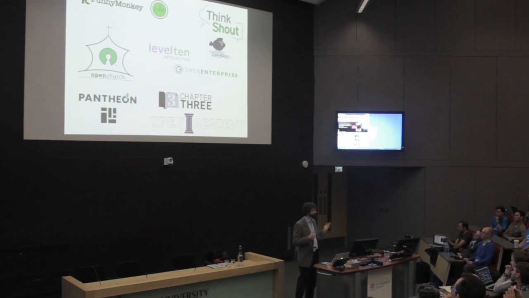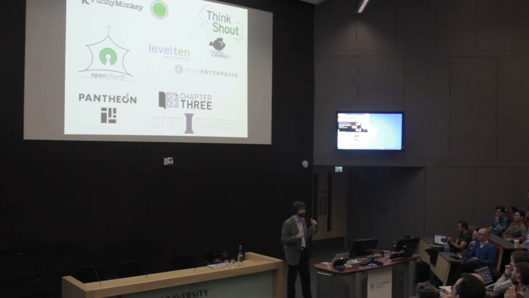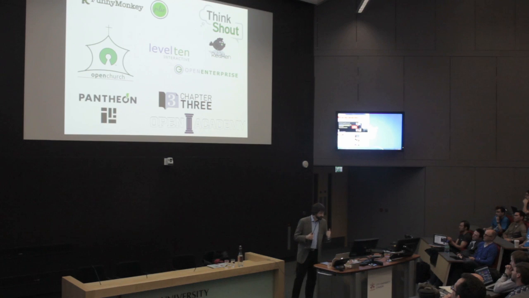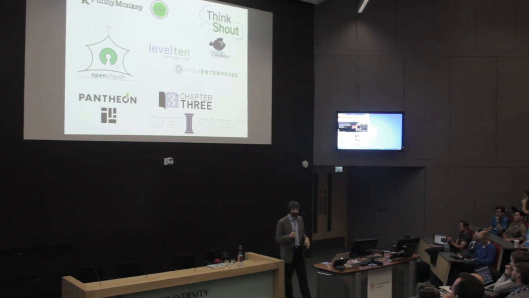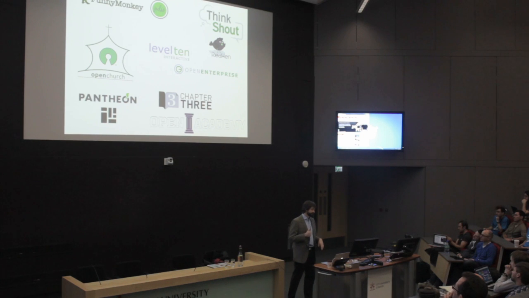There we go, we've all been talking about it. Of course, you've got OpenChurch. It's actually one of the most popular distributions there are. It's been around a long time, too. Level 10 makes one called Open Enterprise. Pantheon makes one called Panopoly.